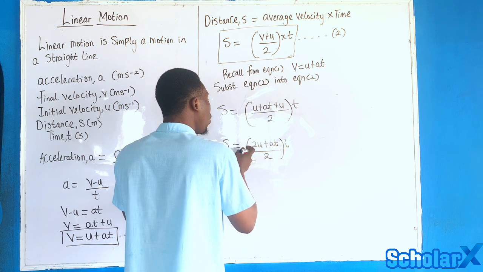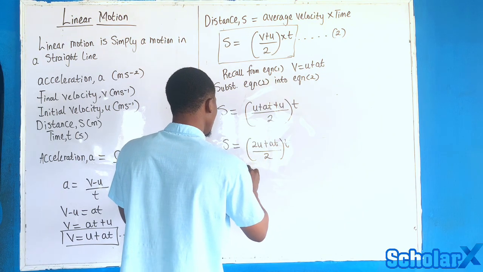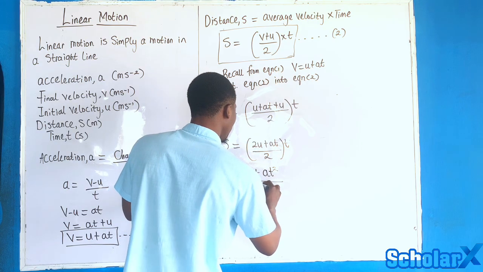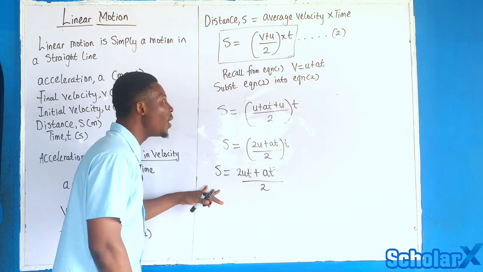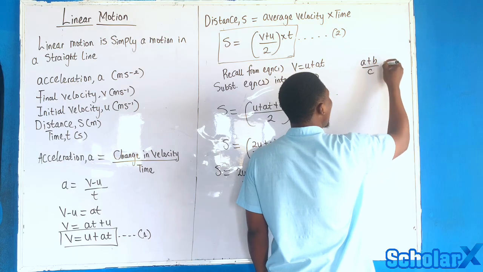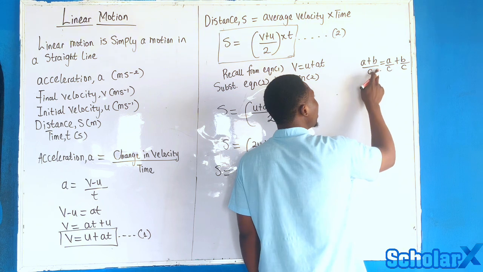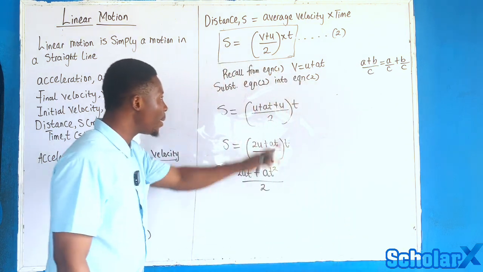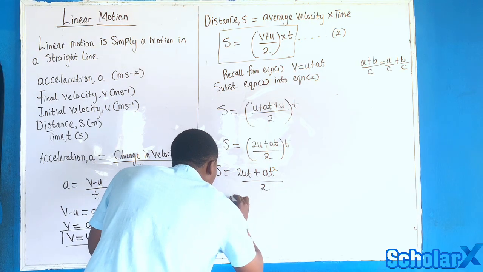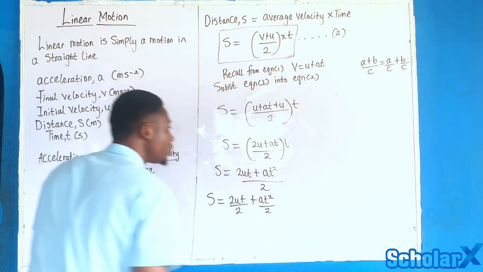Now, this time we're going to open this and multiply all of this. So S is equal to T multiplied by 2U, which becomes 2UT, plus T multiplied by this, which becomes AT squared, all divided by 2. According to the law of fractions, if I have (A plus B) over C, I can also split it as A over C plus B over C, because C divides A and also divides B. So I can apply that rule of fractions here, and it becomes S is equal to 2UT over 2 plus AT squared over 2.